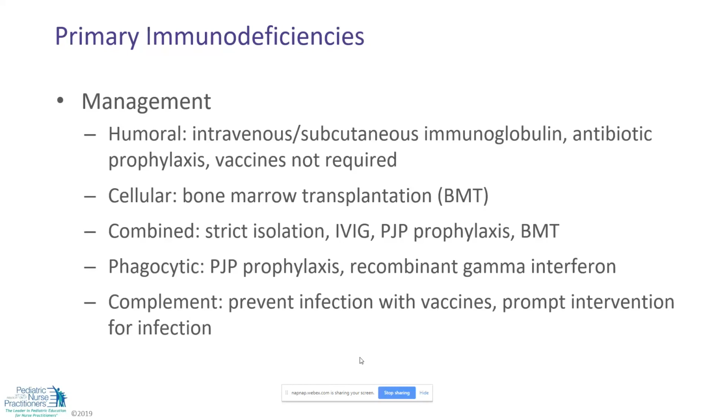If a patient has a phagocytic immunodeficiency, again, that PJP prophylaxis, so first line for PJP prophylaxis, is usually trimethoprim-sulfamethoxazole, or Bactrim. You can also use pentamidine, and there are some other alternatives as well for PJP prophylaxis, and then also recombinant gamma interferon. And then finally, patients who have a complement deficiency, you want to prevent infection with vaccines. And so, for example, the meningitis B vaccine is really important.